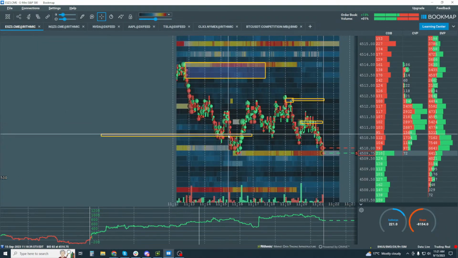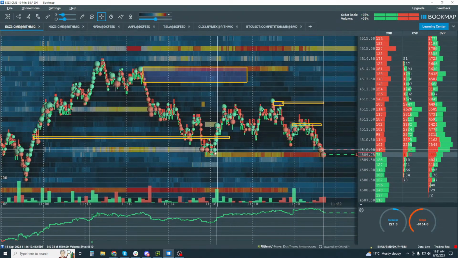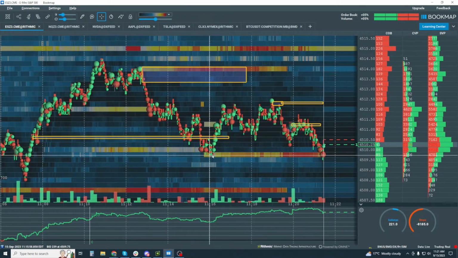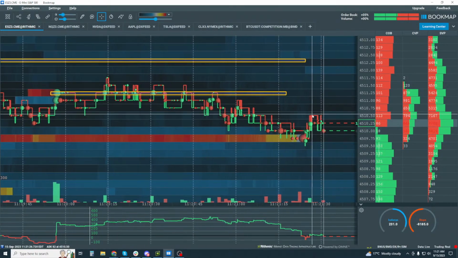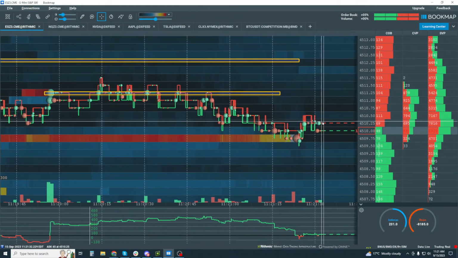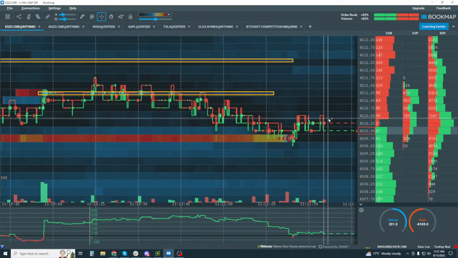Okay, here's another one. Let's take a look at this here. Right, so now we're trading into this liquidity at 09. Okay, this is another area. All right, so if we can get back up here at 10 and a half, I'm looking for our buyers here.